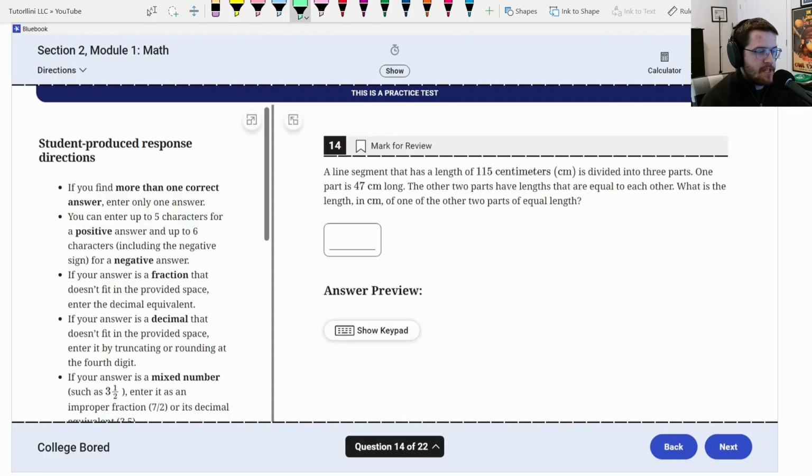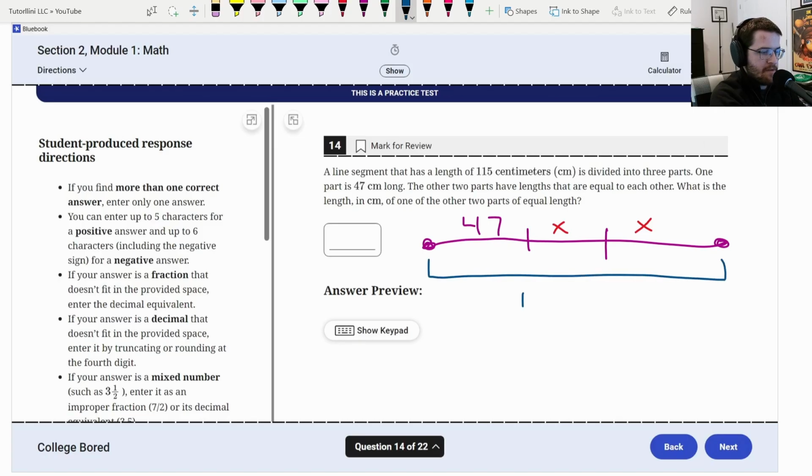Okay, question 14. So it says we got a line segment and it's cut into 3 parts. So I'll just draw a line segment and I will cut it into 3 parts. One of the parts is 47 and the other 2 parts are equal. So how about these 2 parts are equal, and I'll call each of them X. And it says the total length of the segment is 115.